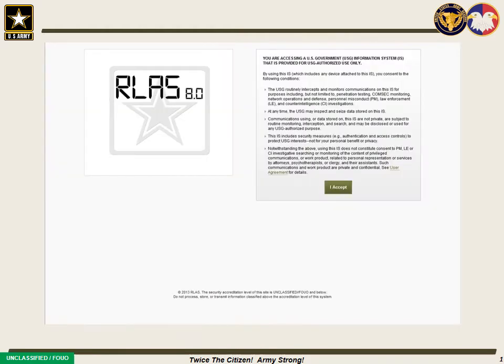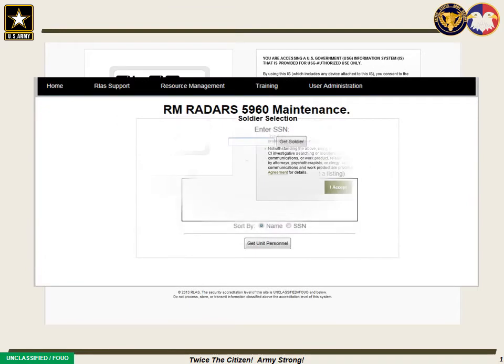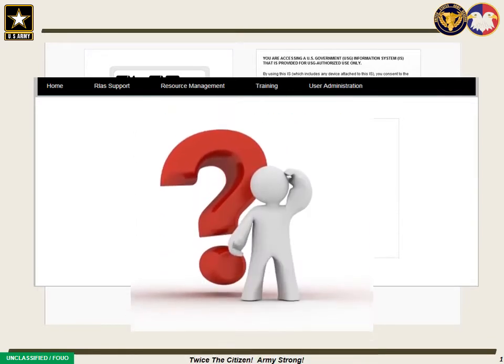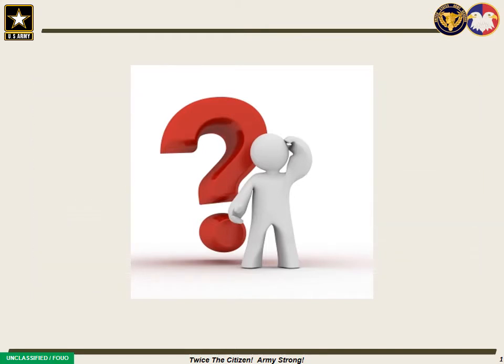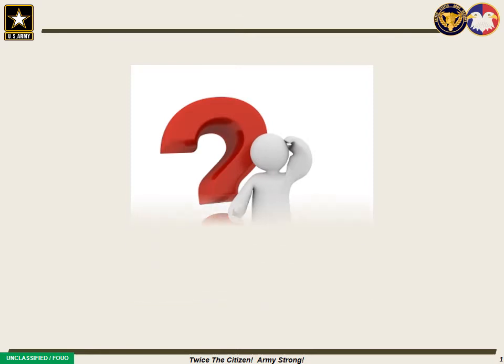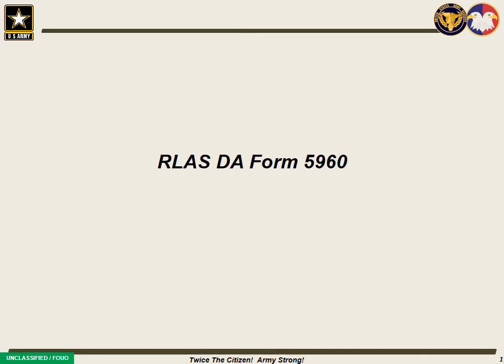The RLAS DA Form 5960 was implemented in November 2014 to ensure soldiers receive the correct rate of BAH RC when performing 1 to 29-day active duty periods. Since fielding the RLAS DA Form 5960, we have seen a variety of user errors that are resulting in incorrect DA Form 5960s and incorrect BAH payments. This video will help unit administrators process DA Form 5960s accurately so soldiers receive the correct rate of BAH entitlement.